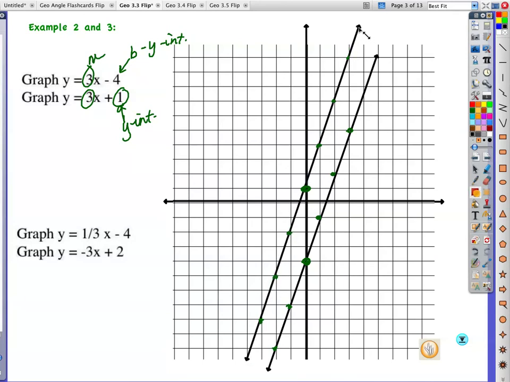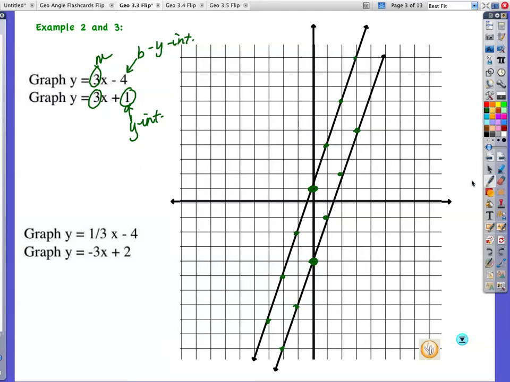You know what's crazy about this? It sure looks to me like those lines are parallel. Yes, they are parallel. And that's just crazy considering that we had a slope of 3 and a slope of 3 and they ended up being parallel lines. I wonder if that's a coincidence.